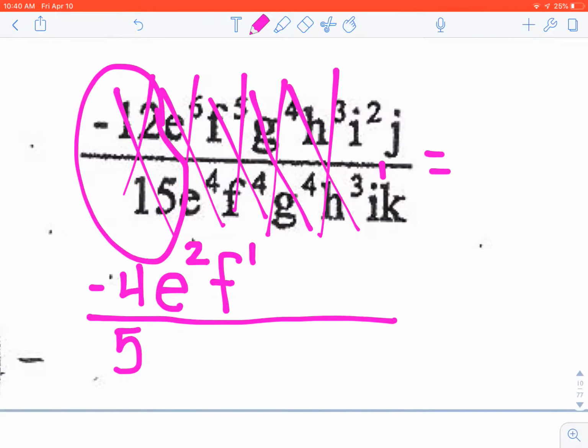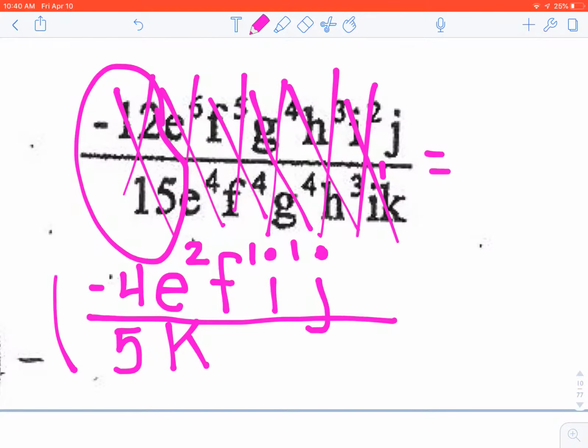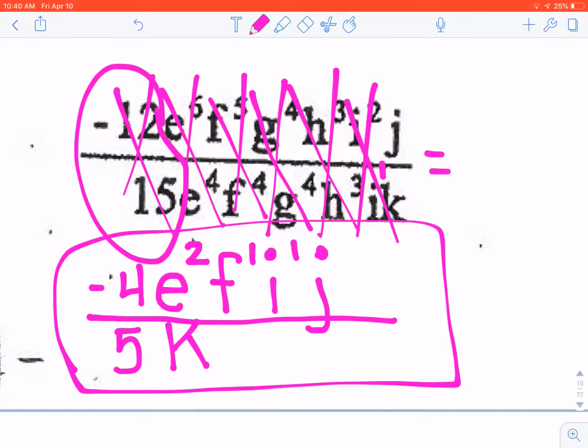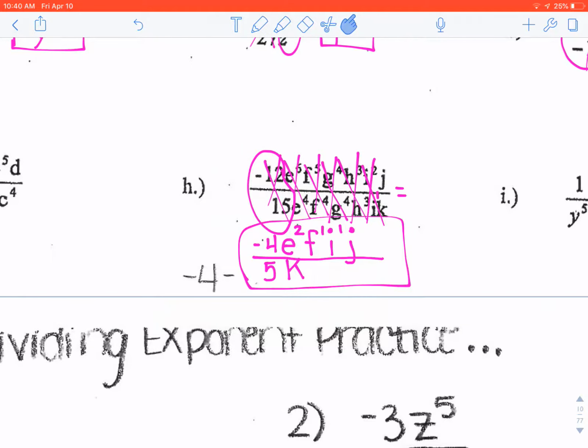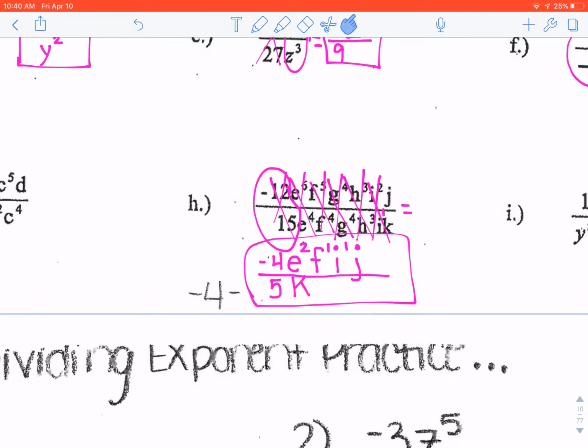Okay, now looking at your i to the second over i to the first becomes i to the first, so I'm going to cancel. The j is by itself. There are not any other j's, so rewrite it, it stays on top. And then same with k. There are not any other k's, so just rewrite it, it stays on the bottom. So that's it. You simplify that. That is as simple as it gets. So again, when you divide same base, you are subtracting exponents. Make sure it's always bigger minus smaller. Keep the answer where the bigger exponent is.